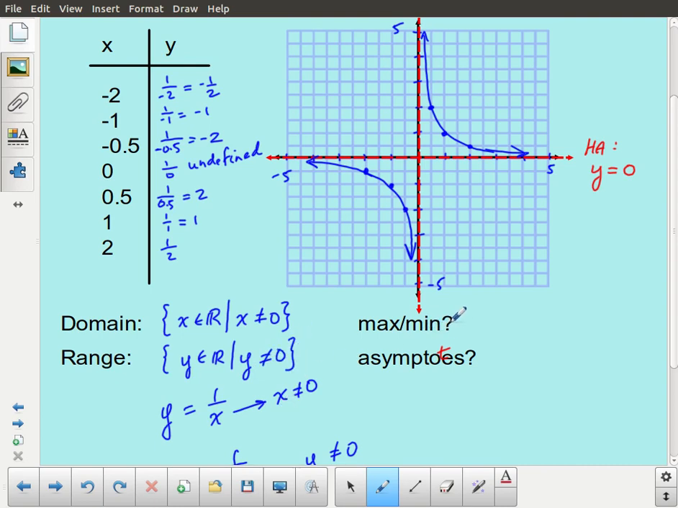Do we have a maximum or a minimum? We do not. This y value continues up towards infinity. This y value continues down towards negative infinity. So we have no maximum or minimum. And then the asymptotes, with a t, the asymptotes are, as I've already said there, we have a vertical asymptote, and that occurs at x equals 0. And we have a horizontal asymptote, and that occurs at y equals 0. And these asymptotes, these are equations of straight lines, so they must be written in this form.